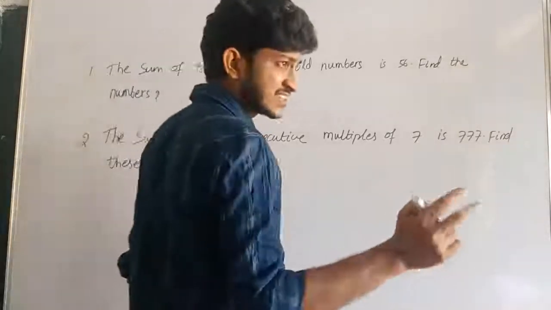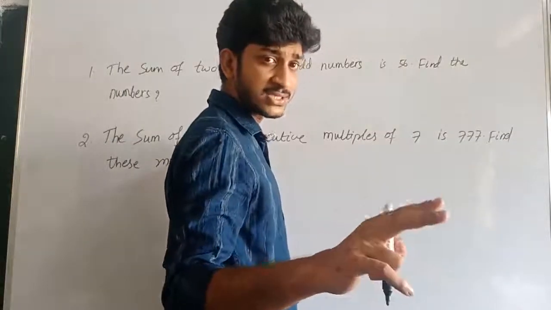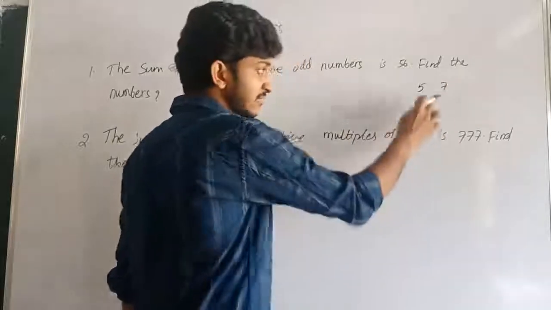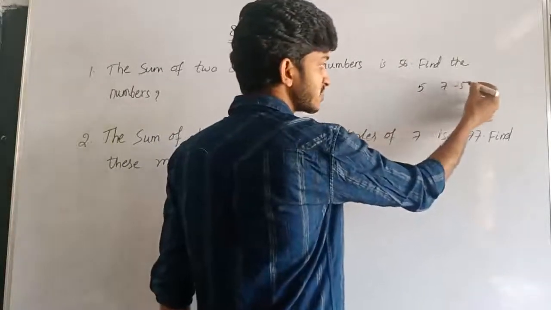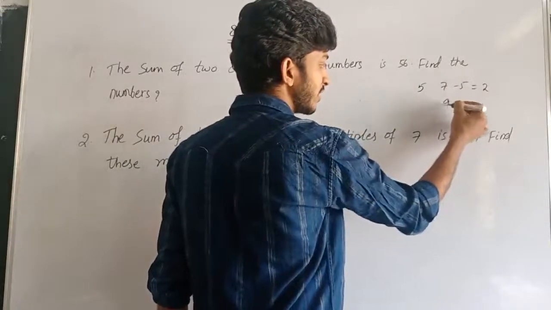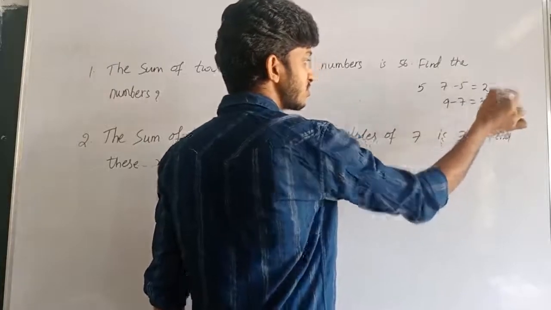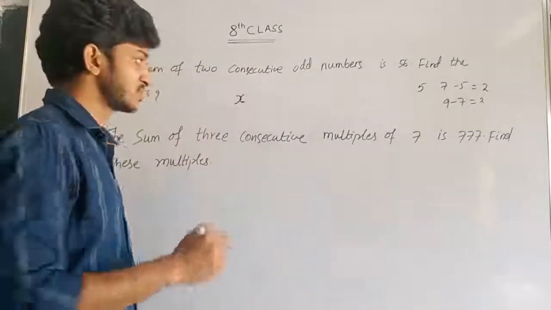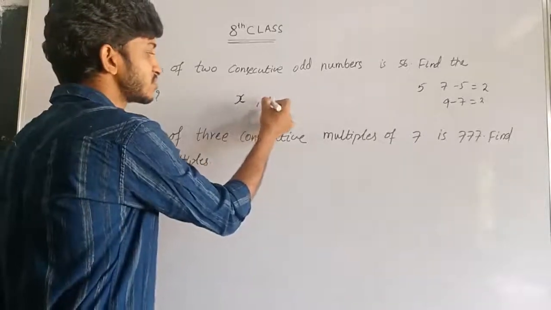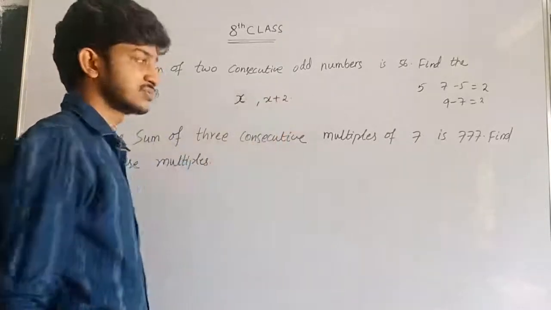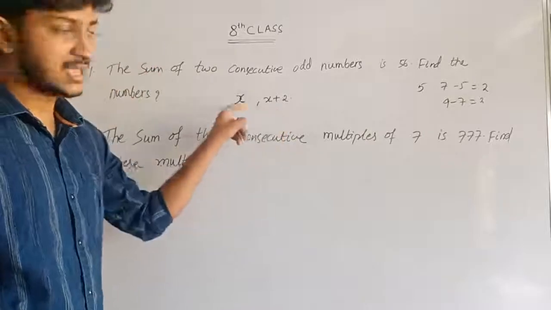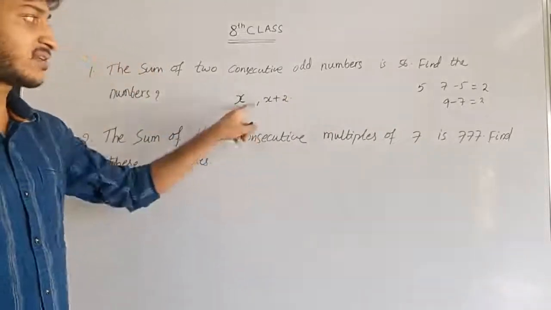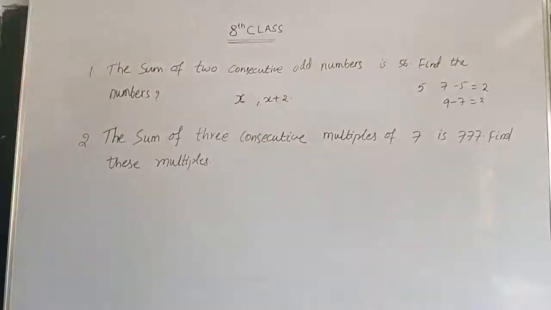What is the difference between two consecutive odd numbers? If I take 5 and 7, these two numbers are odd numbers. The difference between them is 7 minus 5 equal to 2. If we take 9 minus 7, also 2. So the difference between any two consecutive odd numbers is 2. That's why the second consecutive number is x plus 2. So the first number is x, the second number is x plus 2. Add these two numbers and equate to 56. Then we get the x value and the x plus 2 value.